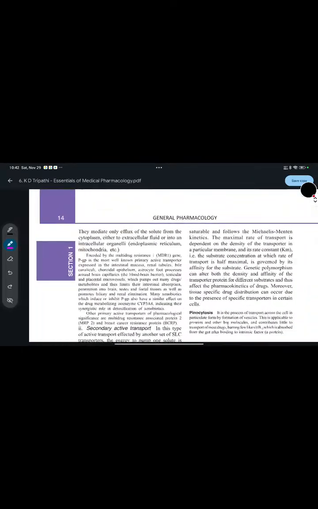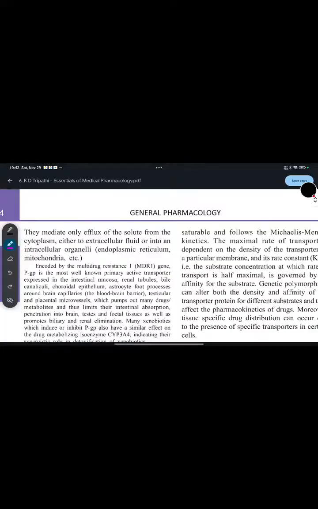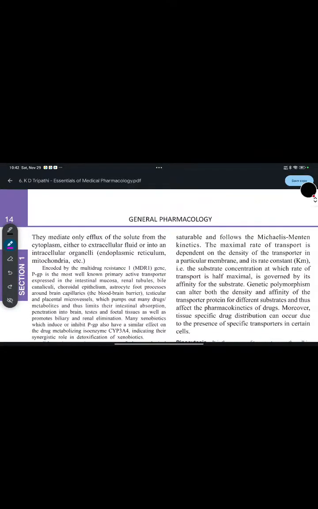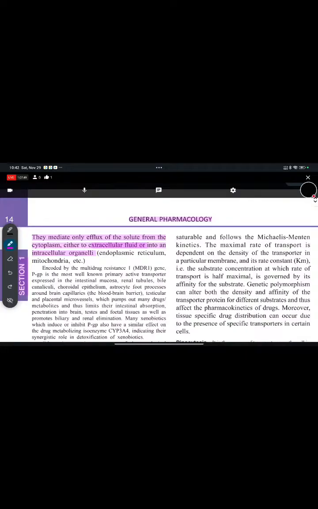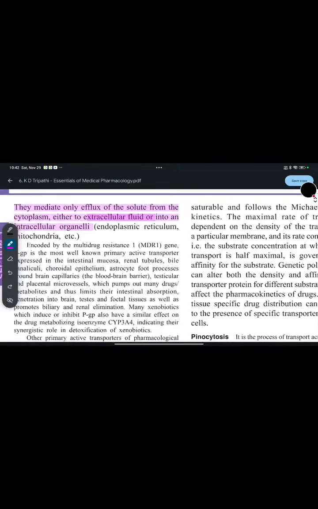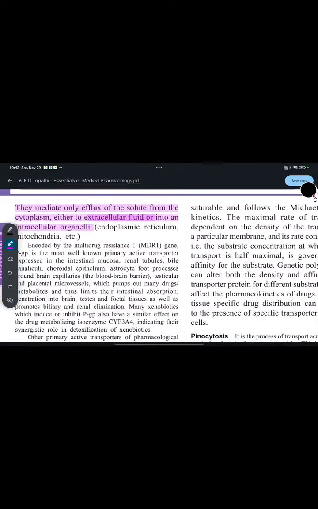They mediate only efflux of the solute from the cytoplasm either to the extracellular fluid or into an intracellular organelle, such as the endoplasmic reticulum and mitochondria, etc. Next, encoded by multidrug resistance.